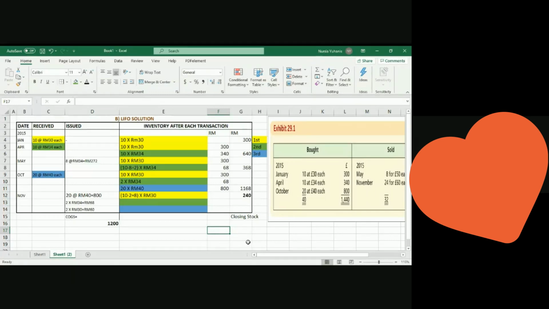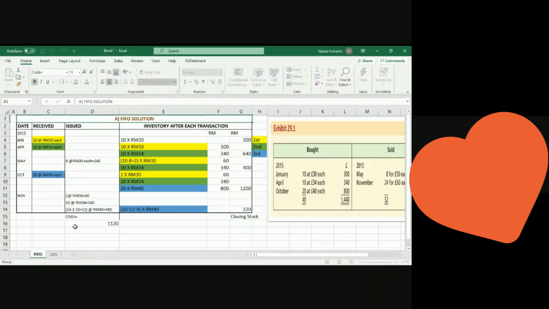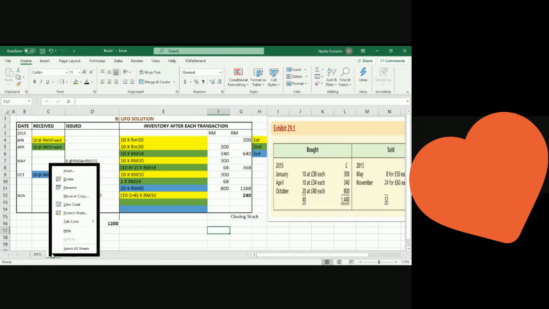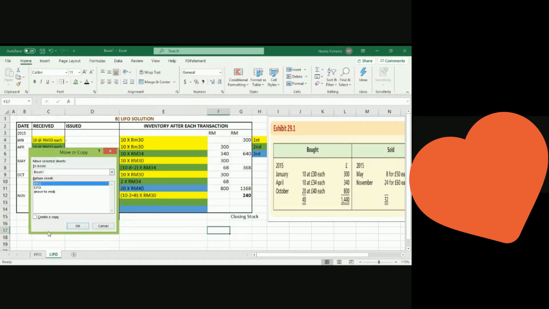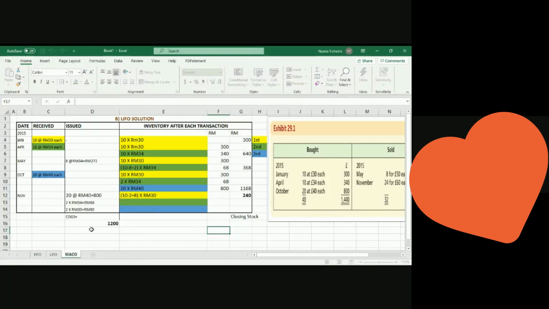Okay, is it different from FIFO? Yes. So you now see the difference. Even though it's the same question, once you use a different method, the answer will be different. Any questions? So far you can follow? Okay, good. So when I put this one nicely, FIFO, LIFO, and now we come to the last method. I put this as WACC, weighted average costing.